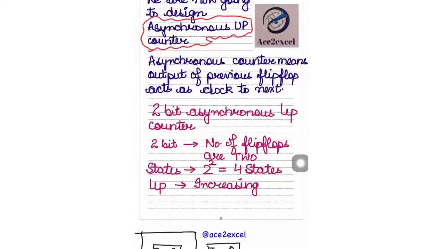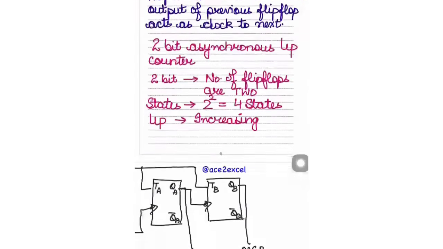Now, in designing, we'll be considering that the 2 flip-flops which are used are of T-type. We will be using T-type flip-flop. T-type flip-flop always toggles when it is given high value, that is T is equal to 1. Second thing which you will keep in mind is number of states should be 4, and because it is up counter, the counting should be in increasing order.